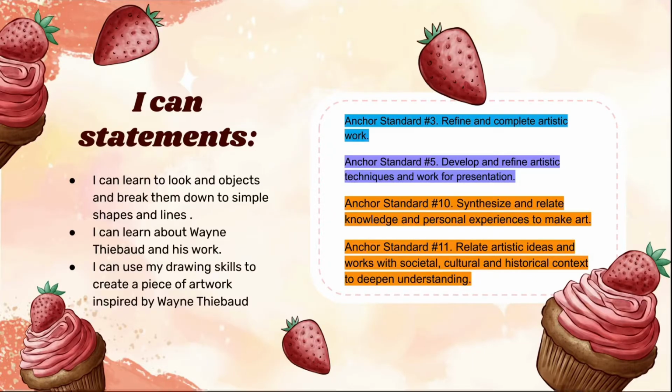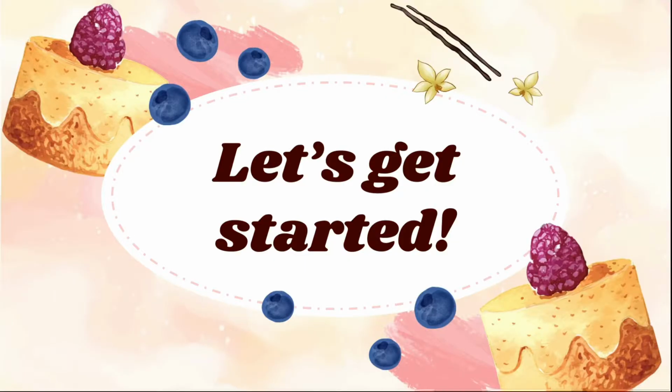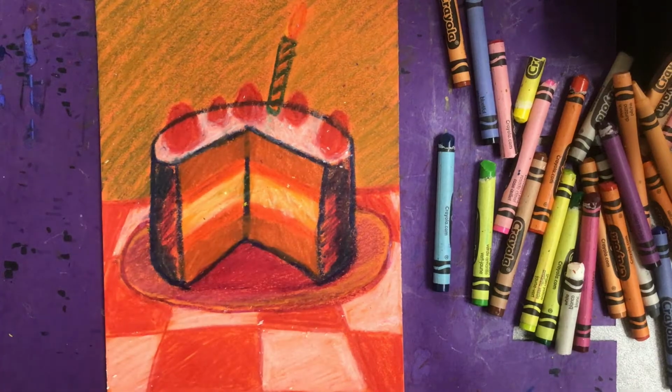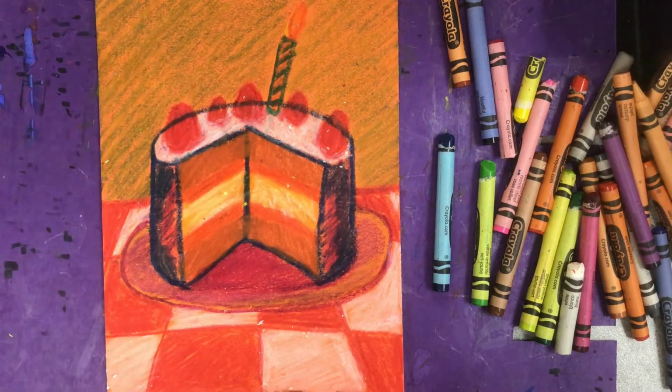All right, so our I can statements for today are: I can learn how to look at objects and break them down into simple shapes and lines. Our next one is: I can learn about Wayne Thiebaud and his work. Very beautiful work. And I can use my drawing skills to create a piece of artwork inspired by Wayne Thiebaud. So let's go ahead and get started, everyone. Yay!